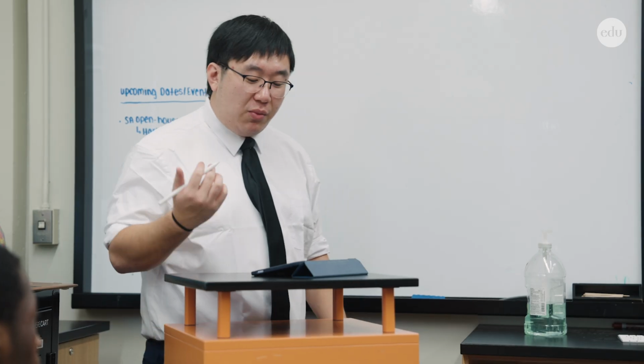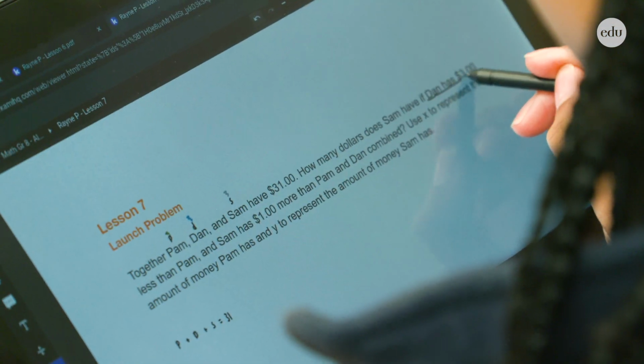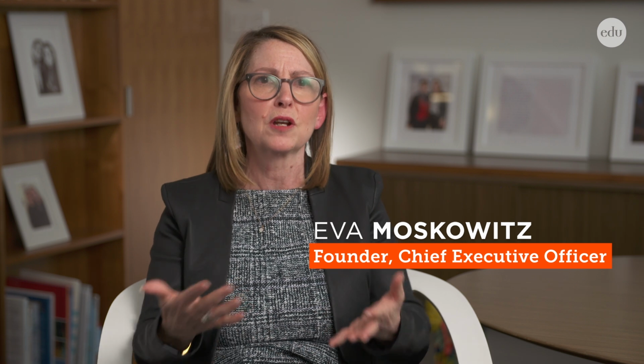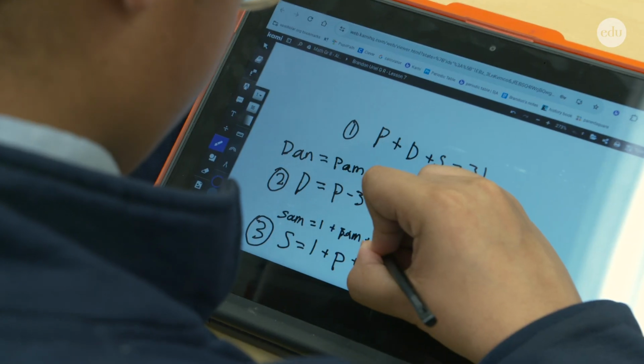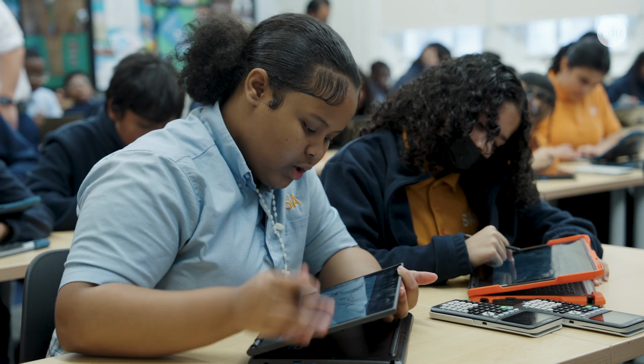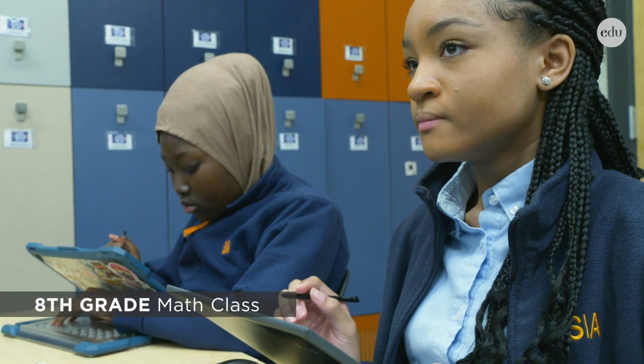So if we read a little bit more of the question, it says that Dan has $3 less than Pam. We find it incredibly productive when the children visualize mathematical relationships. So you don't start computing until you know what is going on in the problem. You have to model that out. We're gonna go ahead and open up today's problem.